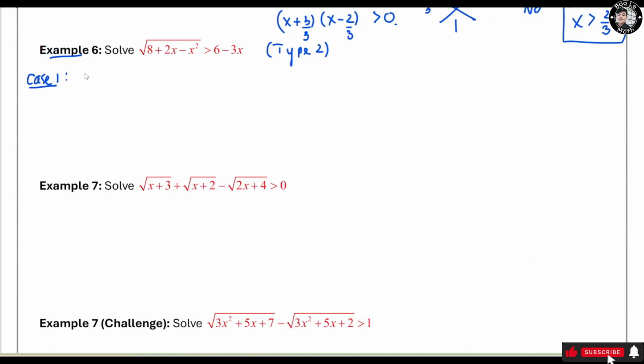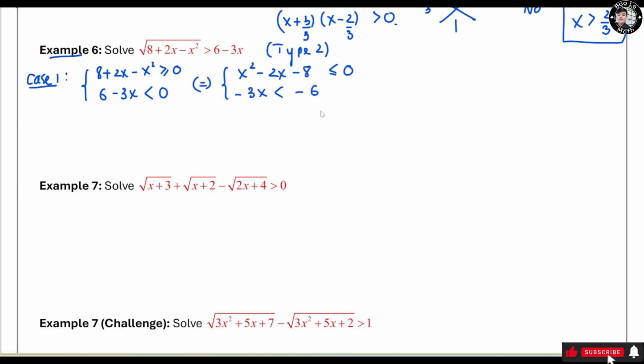So we need 8 plus 2s minus s squared greater than or equal to 0, and 6 minus 3s less than 0. Now for the first one, I just multiply both sides by -1. So this turns out to be s squared minus 2s minus 8 less than or equal to 0, right? The second one, I just solve for s, so we have -3s less than -6, right?